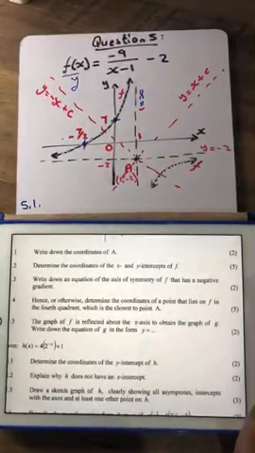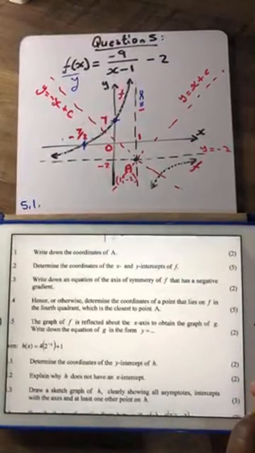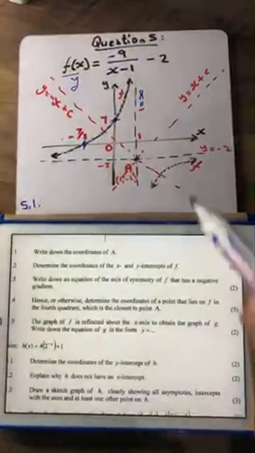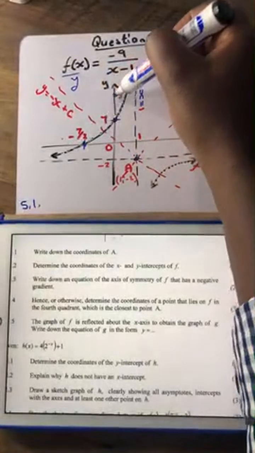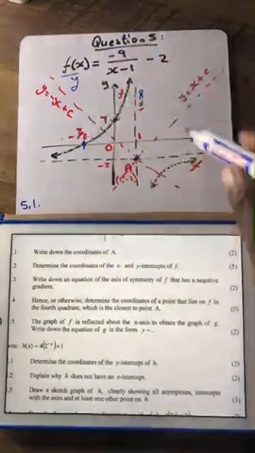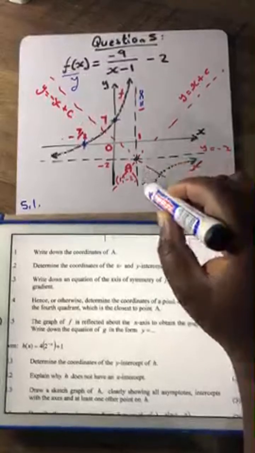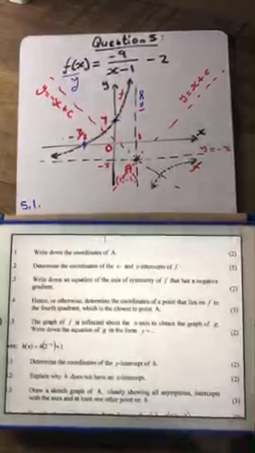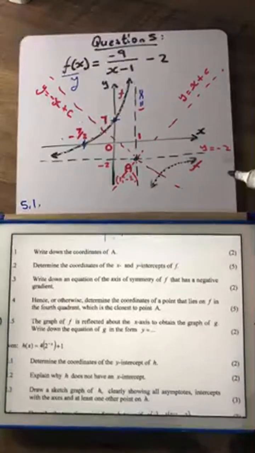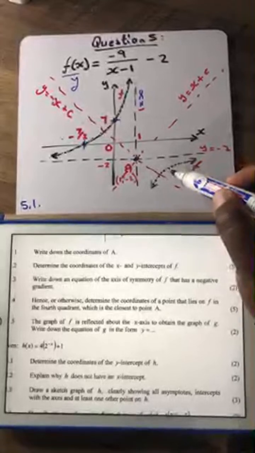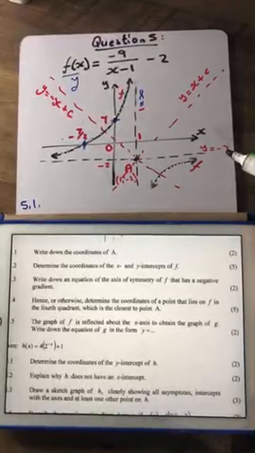But now they are saying which lies in the fourth quadrant. Why do they say in the fourth quadrant? They are simply saying forget completely about this function in the second quadrant, but focus in the fourth quadrant. So that means you are looking at that which is closest to A. So obviously, the point that you are looking for is the one which is in the fourth quadrant and it is the one which is closest to A.